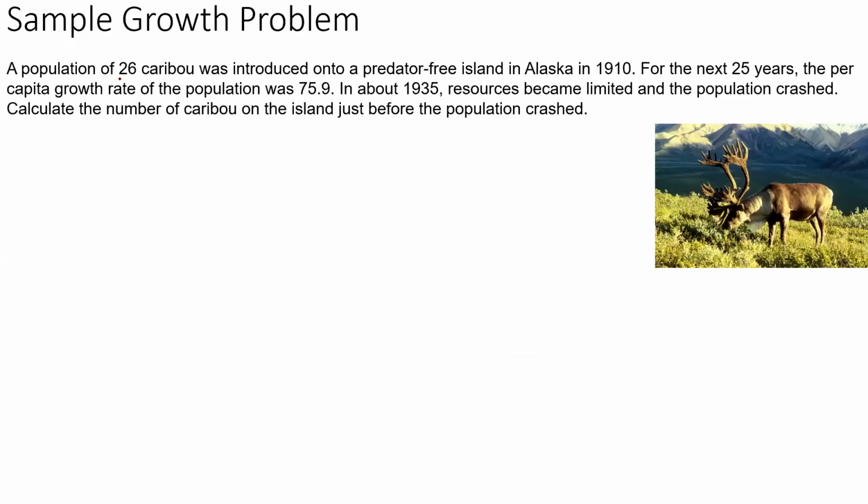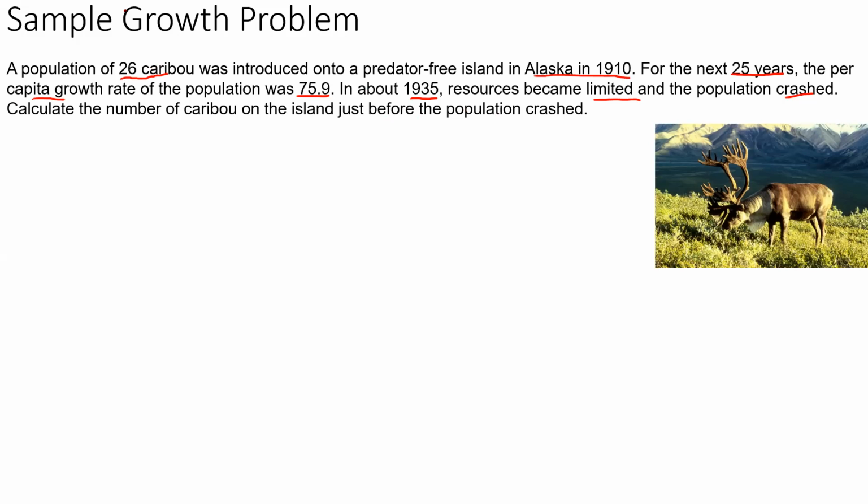A population of 26 caribou was introduced on a predator-free island in Alaska in 1910. For the next 25 years, the per capita growth rate of the population was 75.9. Remember, that's going to give you a number relative to the original population. In about 1934-35, resources became limited and the population crashed. Calculate the number of caribou on the island just before the population crashed.